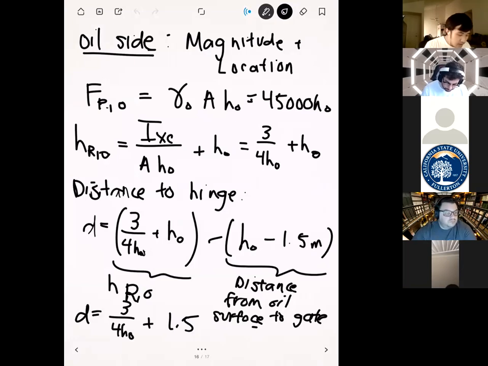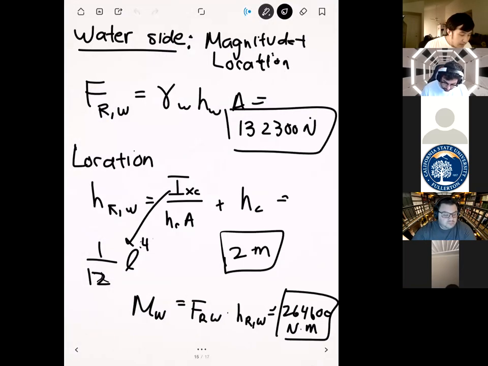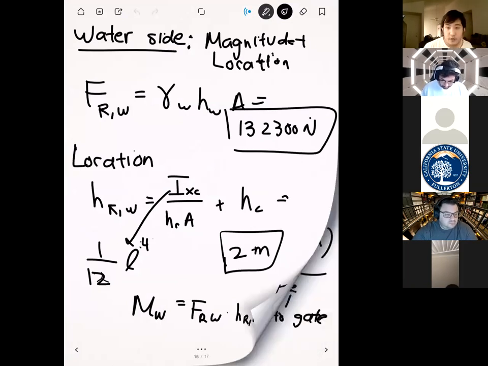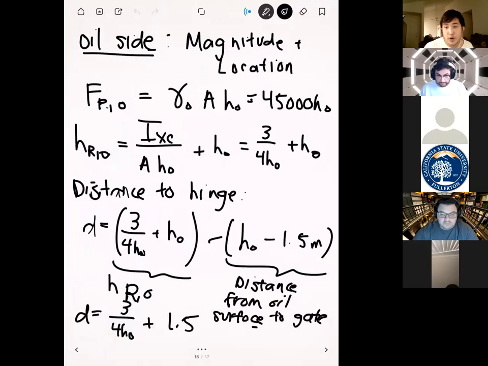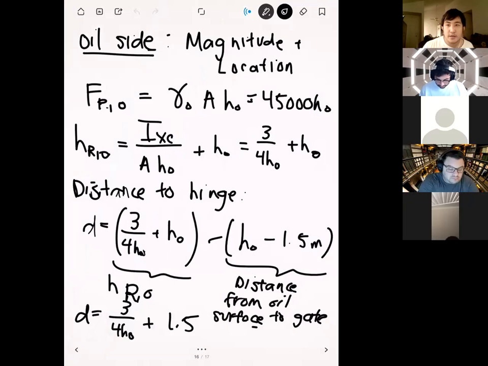On the water side, the subscript for H is W. So that's basically just the depth of the water. That's going to be the 1.5 that's given in the problem. So it's H. I do HW just to denote that it's the depth of the water side.